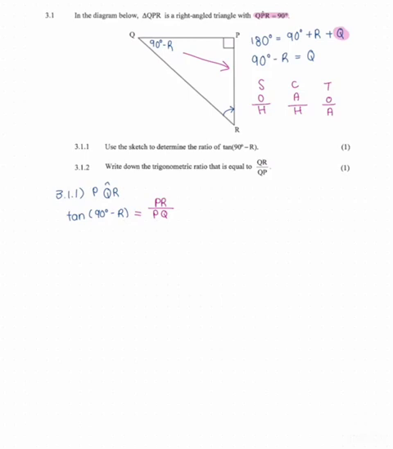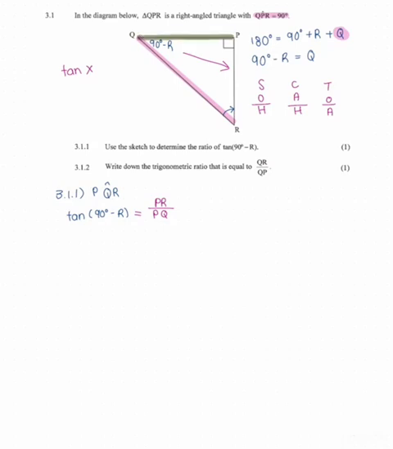Now they say write down the trig ratio that is equal to QR over QP. So if we look at QR, that has to do with the hypotenuse. So can you see that tan cannot work? Because tan requires you to not have a hypotenuse. So we are saying QR, all right, over QP.